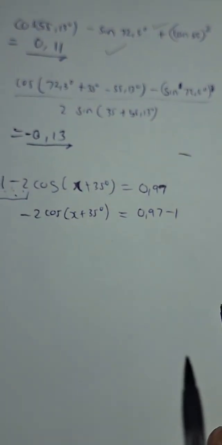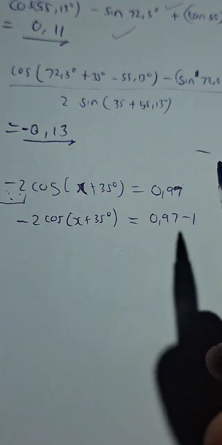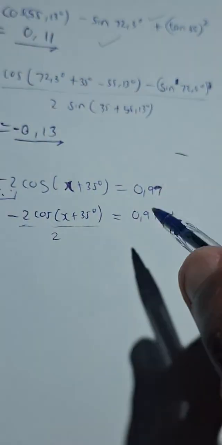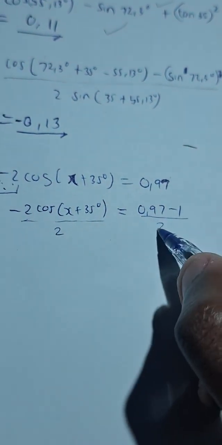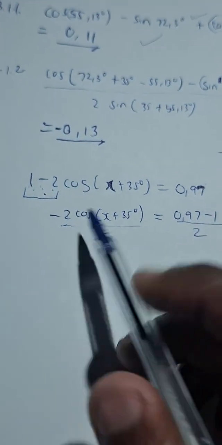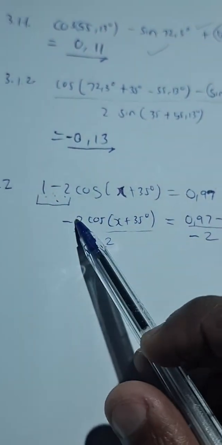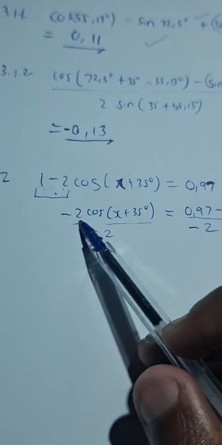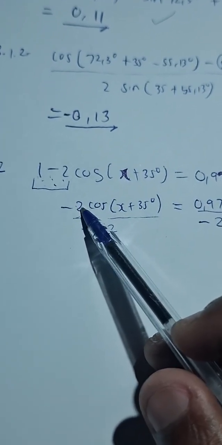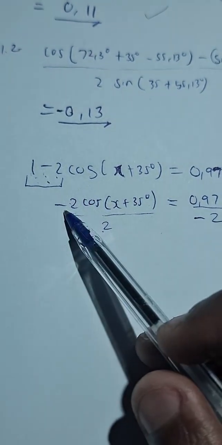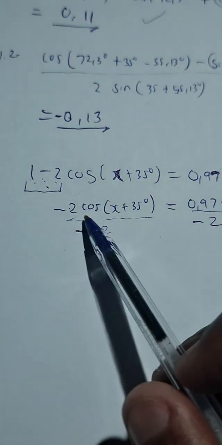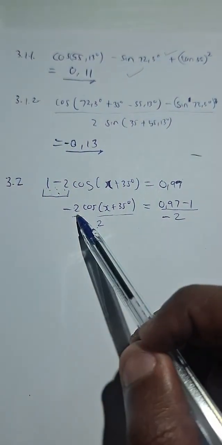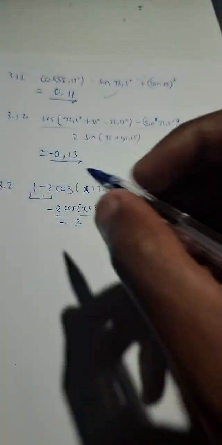Then after doing that, we can divide both sides by what? By 2. No, not just by 2, but by negative 2. Why are we dividing by negative 2? Because the coefficient of this trig ratio is negative. So, alright, divide by negative 2. What we do on the left, we do on the right.